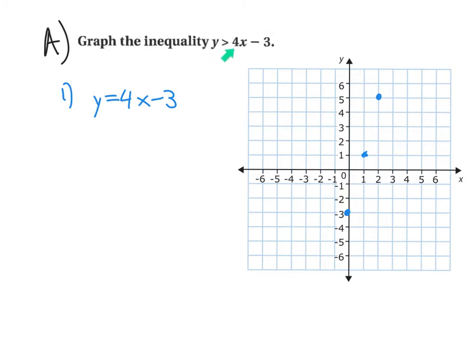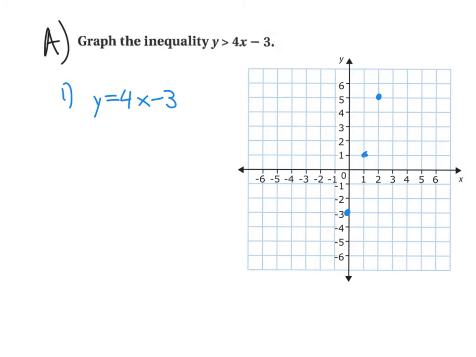Because this is greater than, we are not going to use a solid line. Think about when we were graphing inequalities on the number line, right? If it was greater than, we use an open circle because that means that it can't be equal to. Very similar thing with linear inequalities. But instead of an open circle, we are going to use a dashed line.